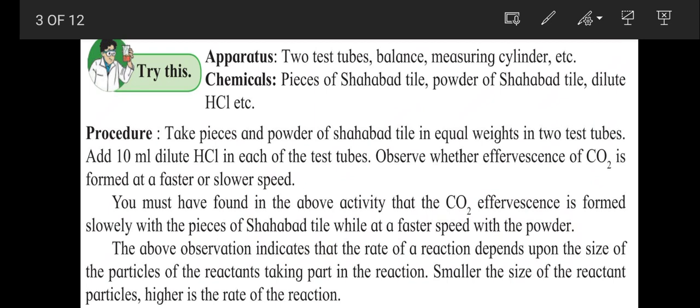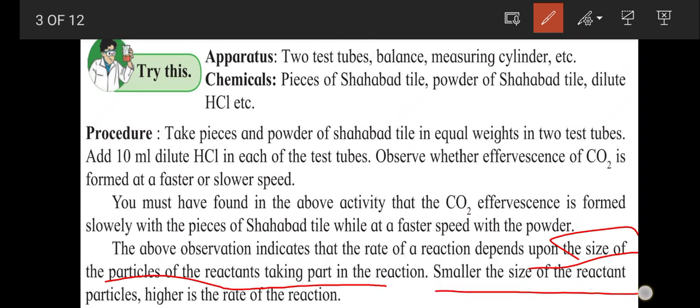Now the above observation indicates that the rate of reaction depends upon the size of the particles of the reactant taking part in the reaction. The smaller the size of the reactant particle, the higher is the rate of the reaction. It is inversely proportional.